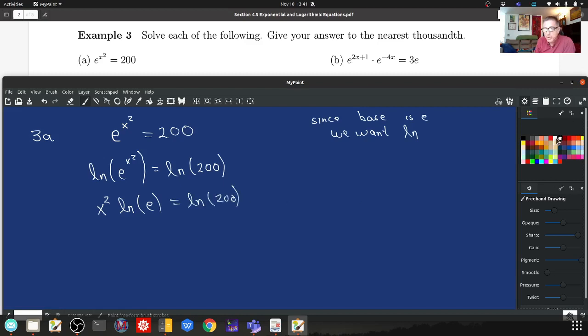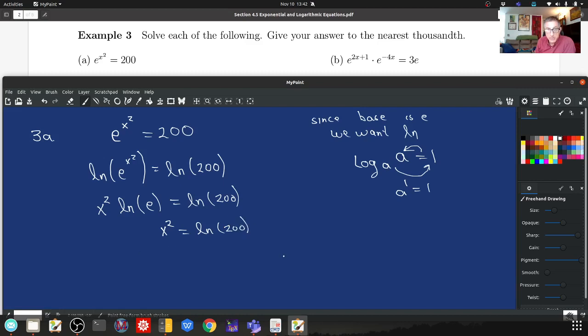Here's another important property to remember. The log to the base a of a is equal to 1. Why? Because a to the first power is equal to a, just using that little definition. So that means log to the base e of e is 1. So I get x squared is equal to log of 200.